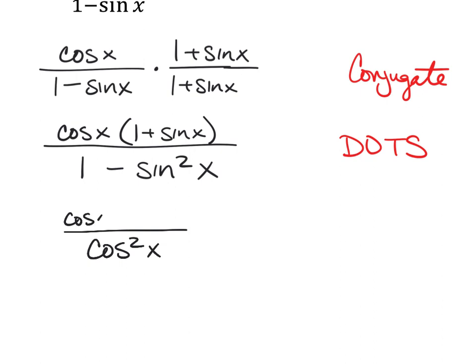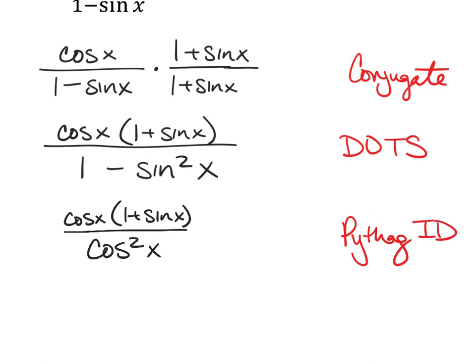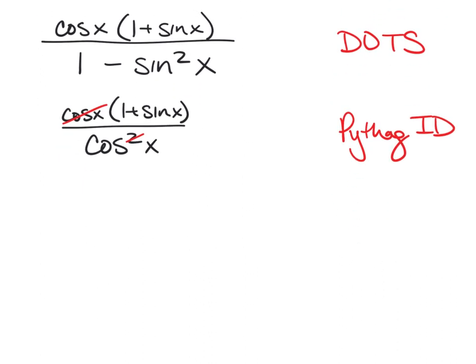What is the reason I'm allowed to do that? Because it's squared now. The Pythagorean identity. Now do we cancel? We do. What are we canceling? Cosine, and one of the cosines that's squared on the bottom. So our next line of this problem looks like this: 1 plus sine of x over cosine of x. That was a cancel step.